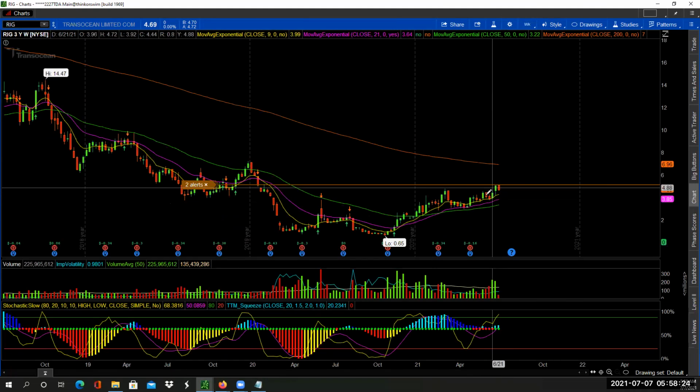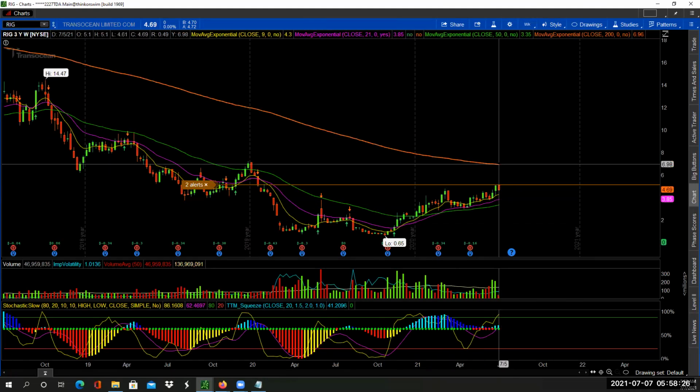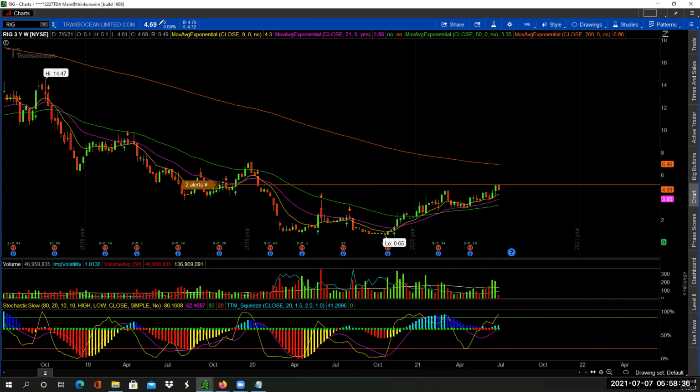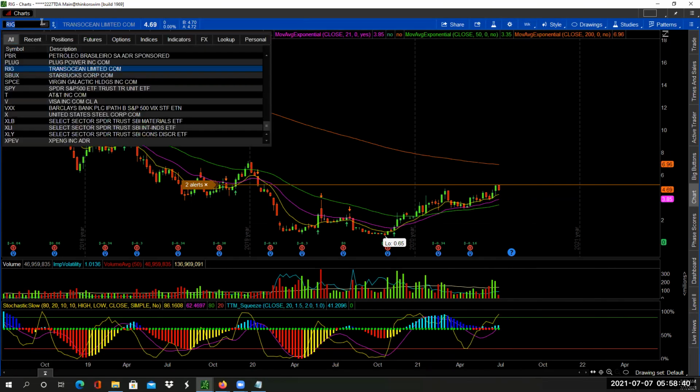Don't expect it to go all the way up at one time. Okay, $7 is our resistance area, and if we break that, we'll see a really nice run to the upside. Okay, you're welcome. Okay, Walmart.